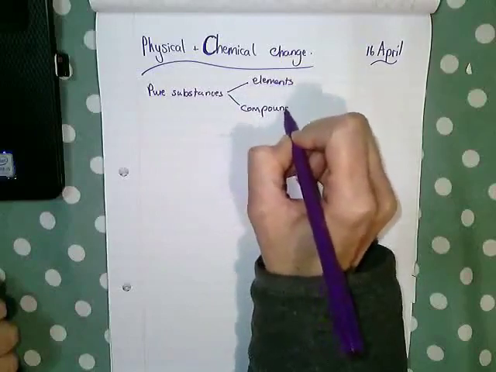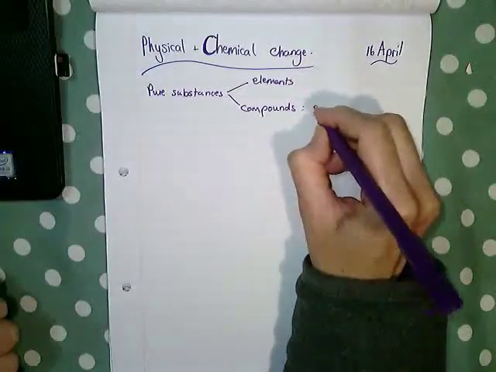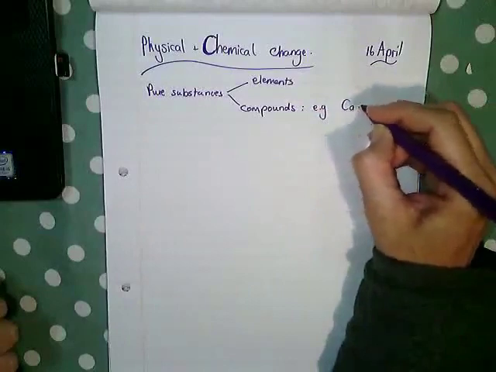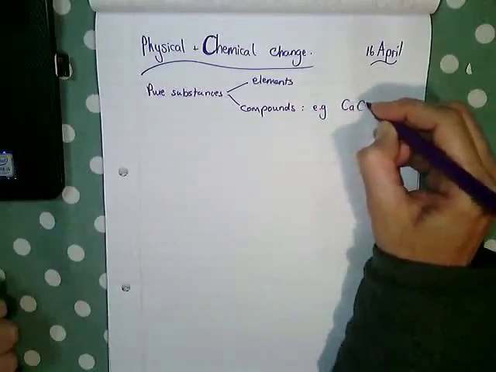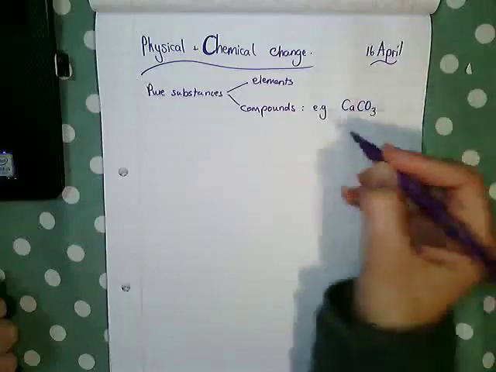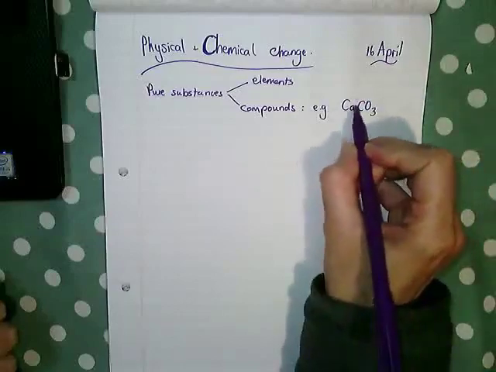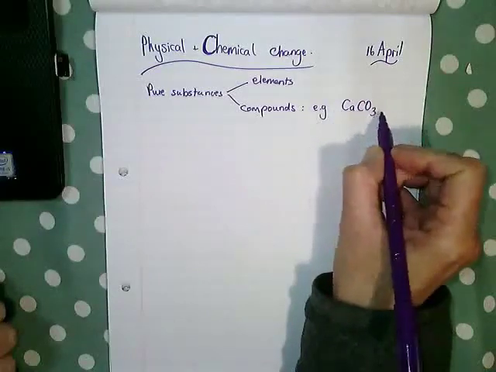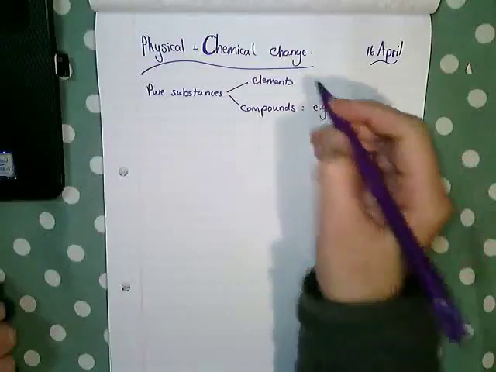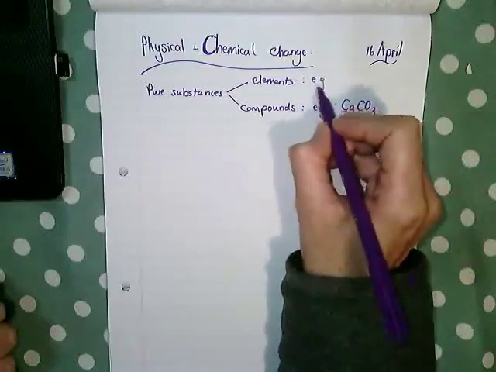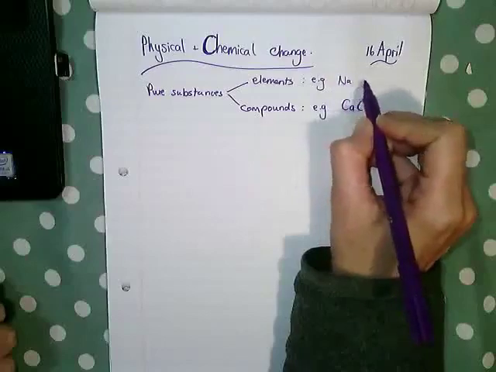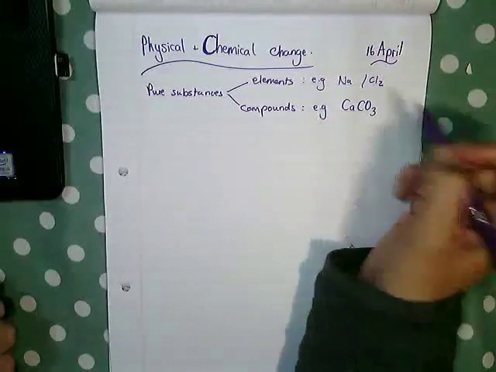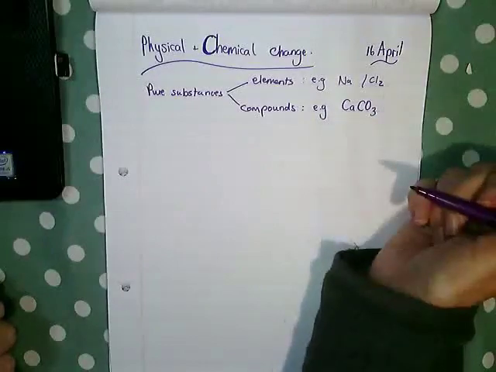A compound, for example, is something like calcium carbonate, where we always have one calcium bonded to one carbon bonded to 3 oxygens. So that's a compound. Elements are like sodium or chlorine. Chlorine is one of the 7 diatomic elements, so we write it as Cl2.